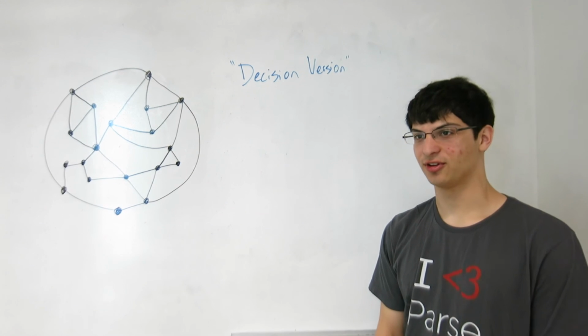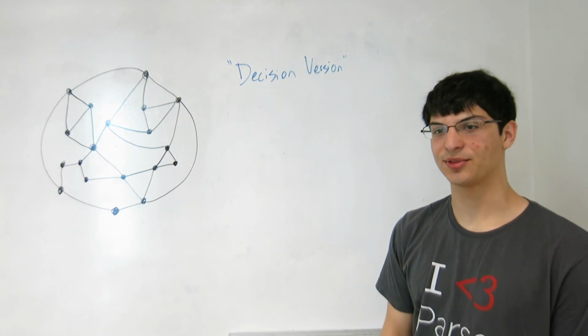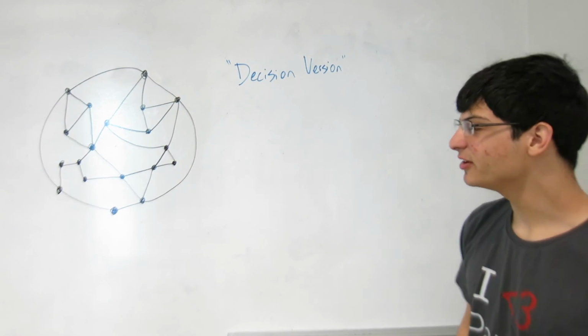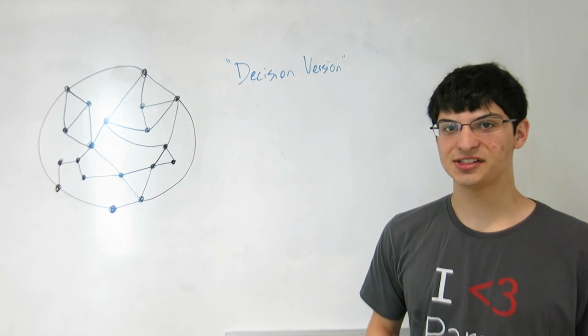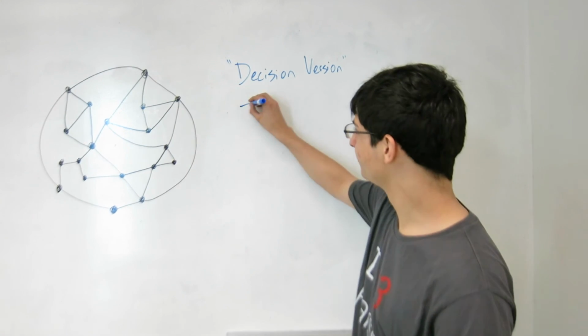In the decision version of the dominating set combinatorial optimization problem, we want to find out, is there a dominating set on the graph that has size at most a given constant?